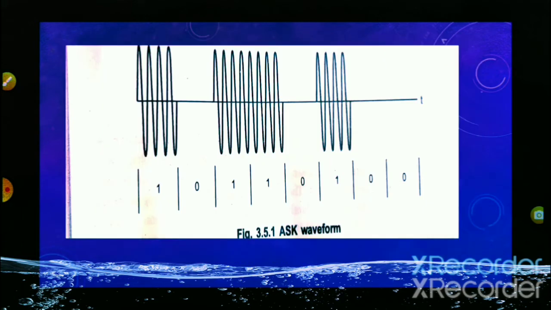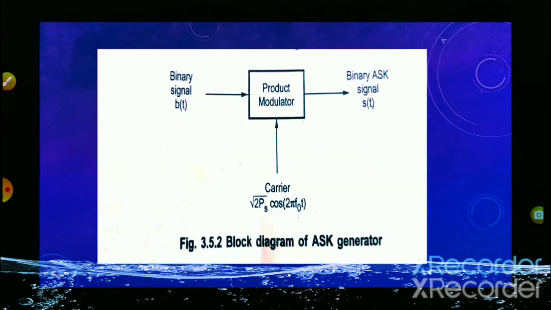Next one, ASK, amplitude shift keying, on off keying. The figure shows this. Whenever there is a message, we are going to transmit 1. When there is no message, we are going to transmit 0. Then we come to the ASK generator. The binary data stream is given to the product modulator. Then the carrier square root of 2 Pb cos 2 pi f naught t is applied. The output is the binary ASK signal.